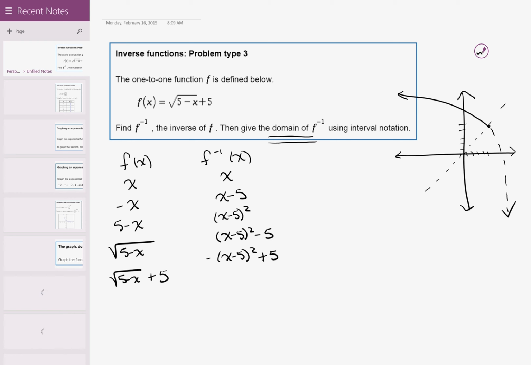Right, 1, 2, 3, 4, 1, 2, 3, 4, yep, that's it. So f inverse of x is negative x minus 5 squared plus 5.